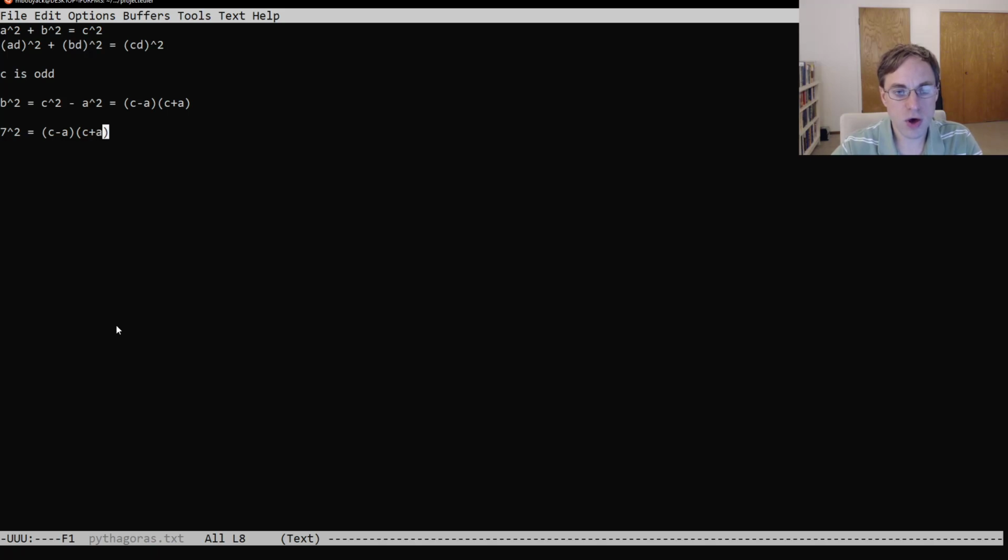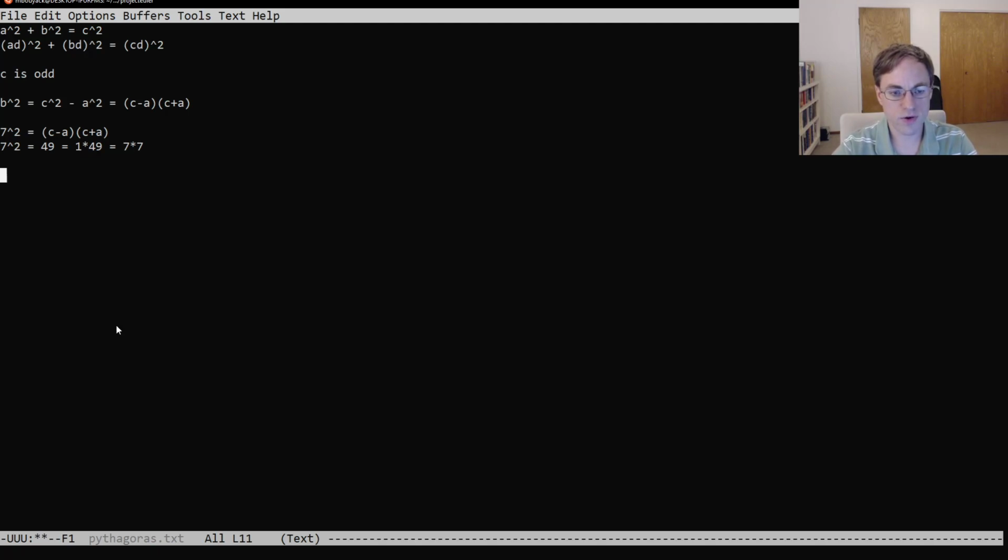So from this point, as I mentioned, since we've factored this, we can look at the factor pairs of 7 squared and see if we assign one member of each pair to c minus a and the other to c plus a, we might be able to come up with some solutions. So we have 7 squared is equal to 49, and that's equal to either 1 times 49 or 7 times 7, and those are the only factor pairs.